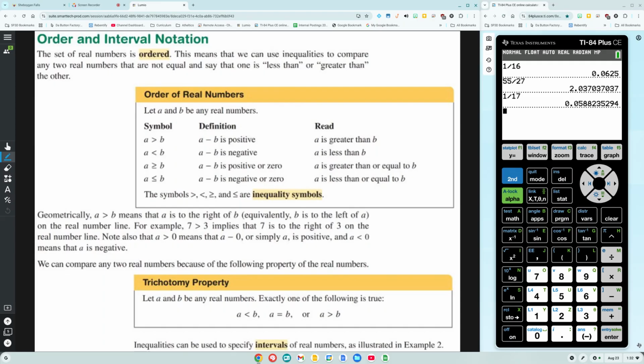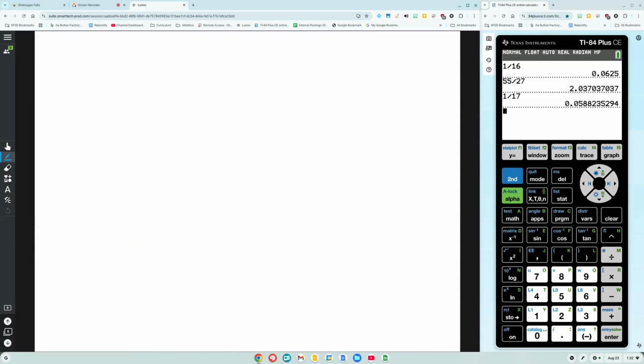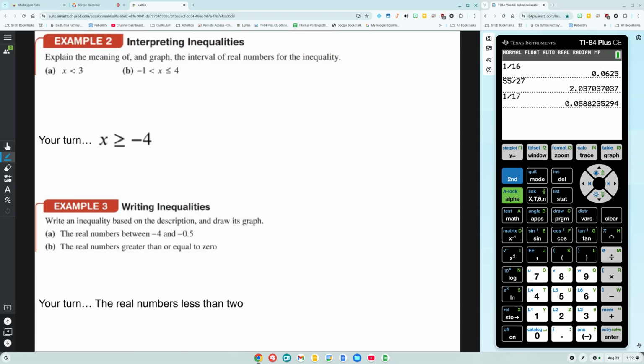Inequalities can be used to specify intervals of real numbers, as illustrated in example 2, which we'll be doing here in a second. And intervals and interval notation is going to be one of the most common ways we communicate a set of numbers. It says explain the meaning of and graph the interval of real numbers for the inequality. So I'm actually going to do this three separate ways. I'm going to explain it, I'm going to write it on a number line, and I'm going to give the interval notation as well. So here we go.